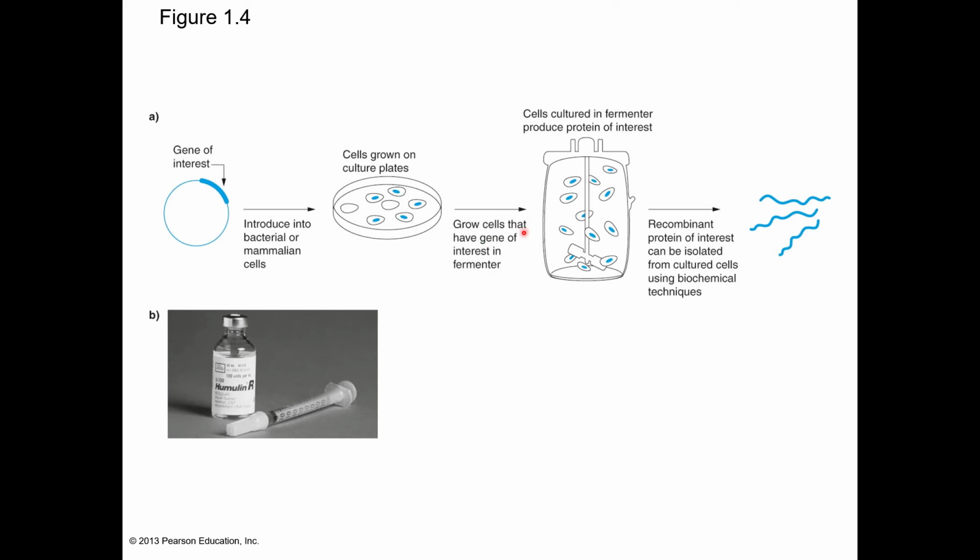The cells grow that have the gene of interest, right? They reproduce, and now we see all of them have the gene of interest. Recombinant protein of interest can be isolated from cultured cells using biochemical techniques. So they were able to remove this recombinant protein of interest from these cells by using biochemical techniques. Okay. And here's an example of a finished product, Humulin R. And we've dispensed this out in the pharmacy.